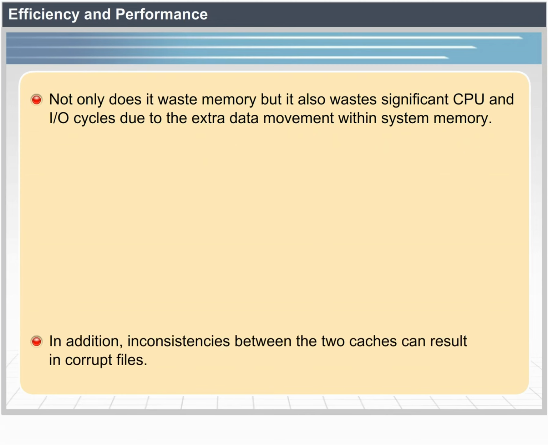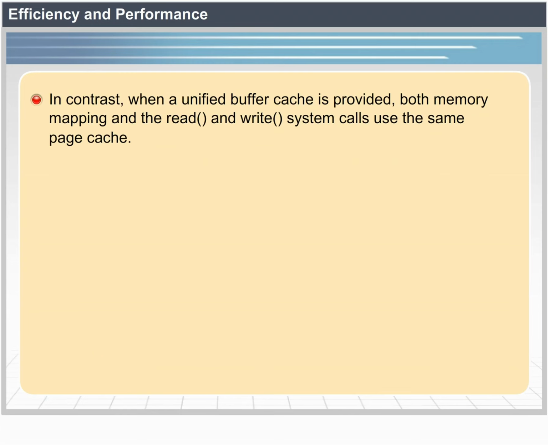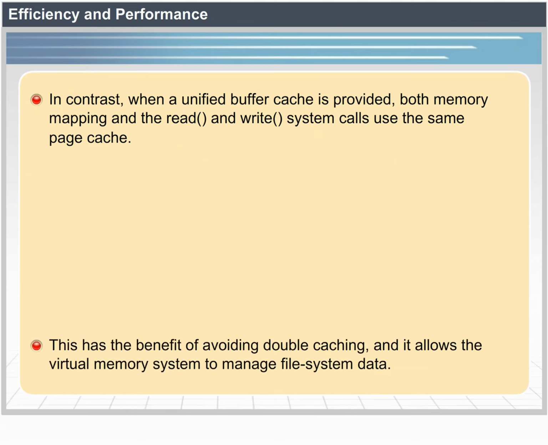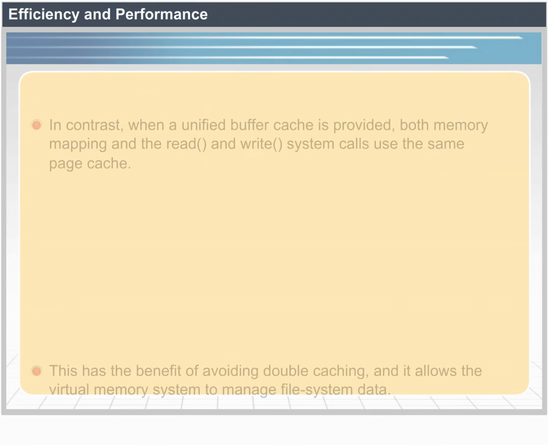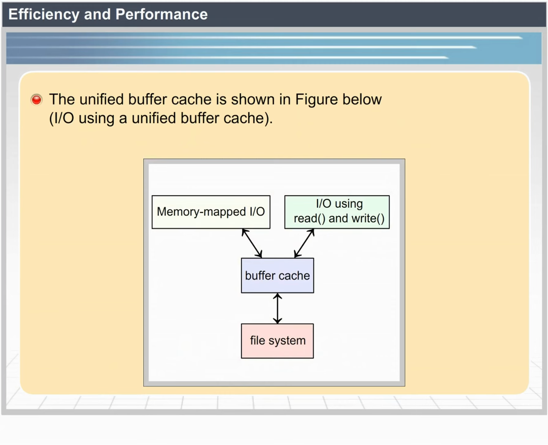In contrast, when a unified buffer cache is provided, both memory mapping and the read function and write function system calls use the same page cache. This has the benefit of avoiding double caching, and it allows the virtual memory system to manage file system data. The unified buffer cache is shown in the figure below. Input-output using a unified buffer cache.